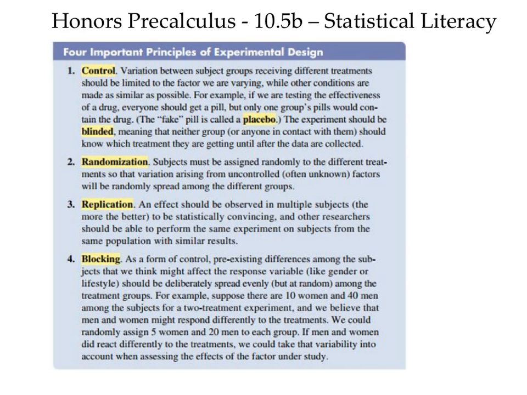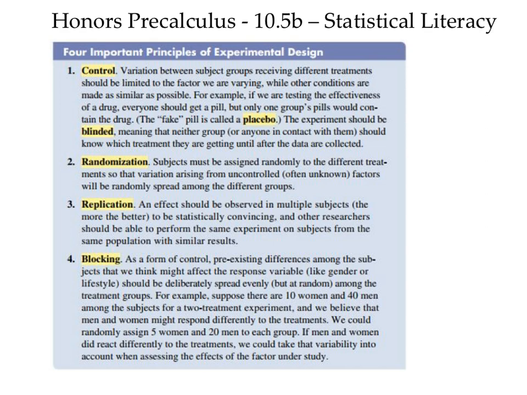Randomization, number 2. Subjects must be assigned randomly to the different treatments so that variation arising from uncontrolled and often unknown factors will be spread out randomly among the different groups. Replication. An effect should be observed in multiple subjects, the more the better, to be statistically convincing, and other researchers should be able to perform the same experiment on subjects from the same population with similar results.